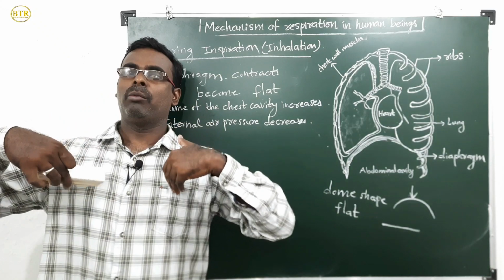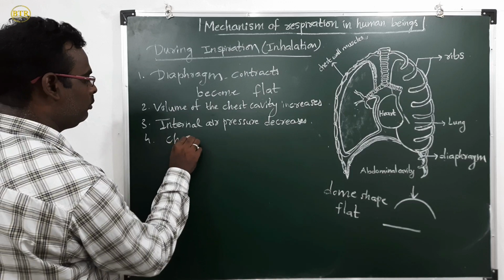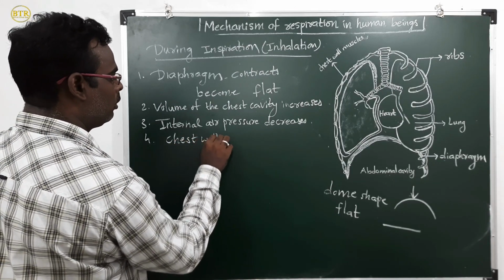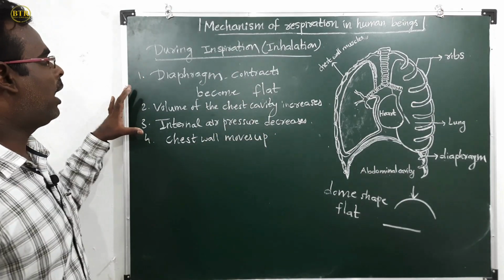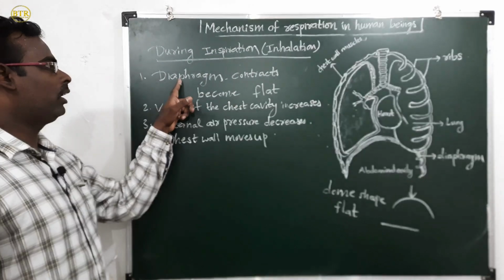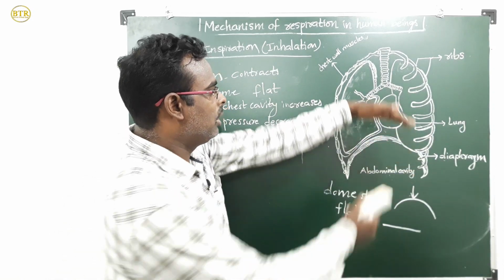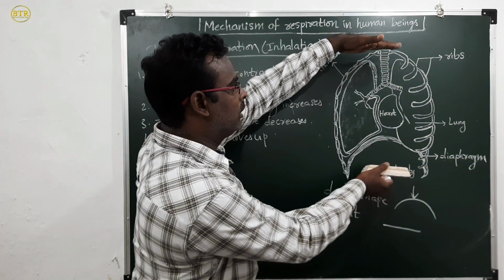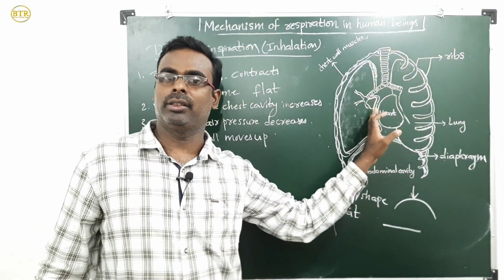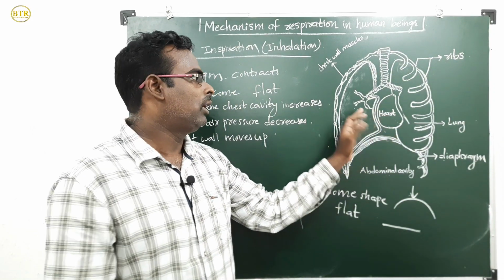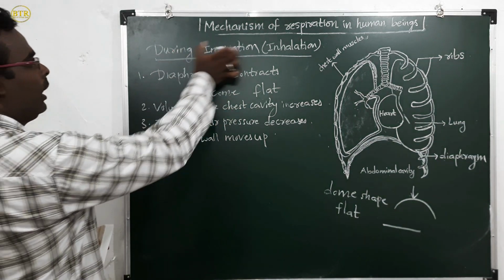When the air enters into our body, our chest wall moves up. So these are the changes happening during the inspiration. During inspiration, what happens? Diaphragm contracts. Contracts means it becomes flat. Then the volume of the chest cavity increases and the pressure of the air decreases. Then air rushes into the lungs. That process is called inspiration. Then chest wall muscles move the chest wall up. So these are the changes happening in the inspiration.